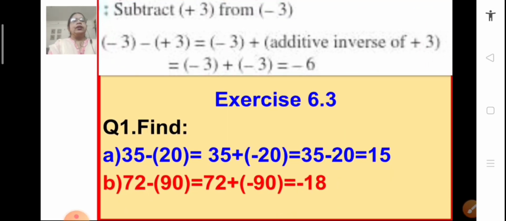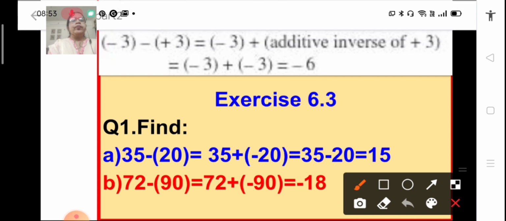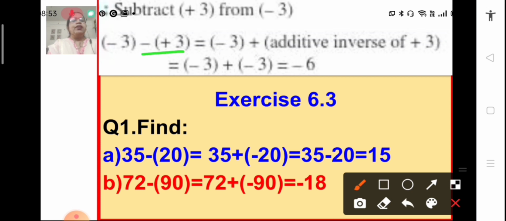Similarly, to subtract positive 3 from negative 3, what do we do? From negative 3, we will have to subtract positive 3. So instead of taking this, we will add the additive inverse of positive 3.